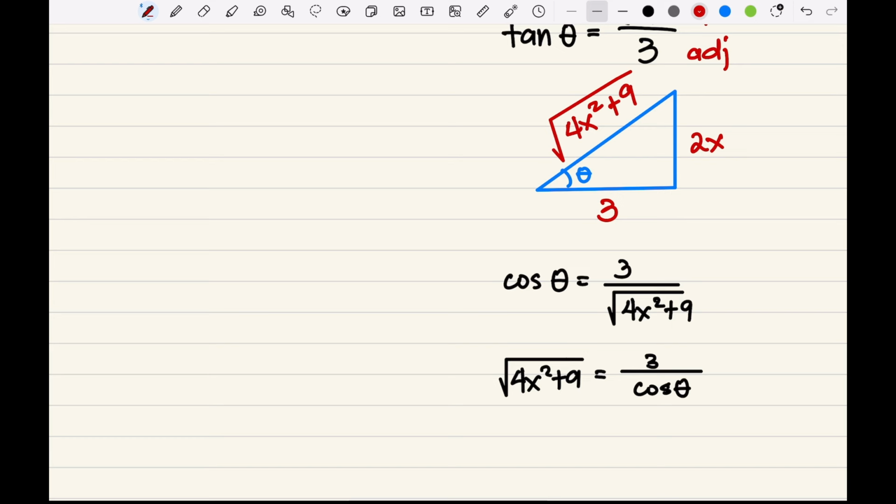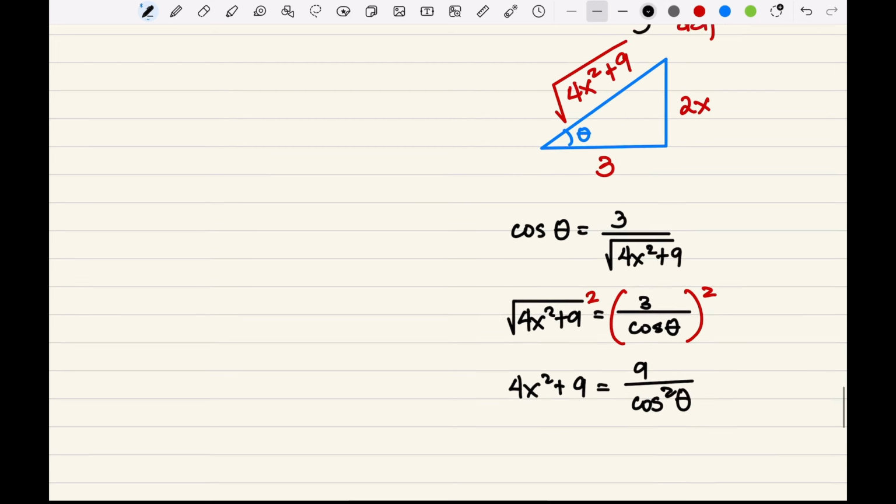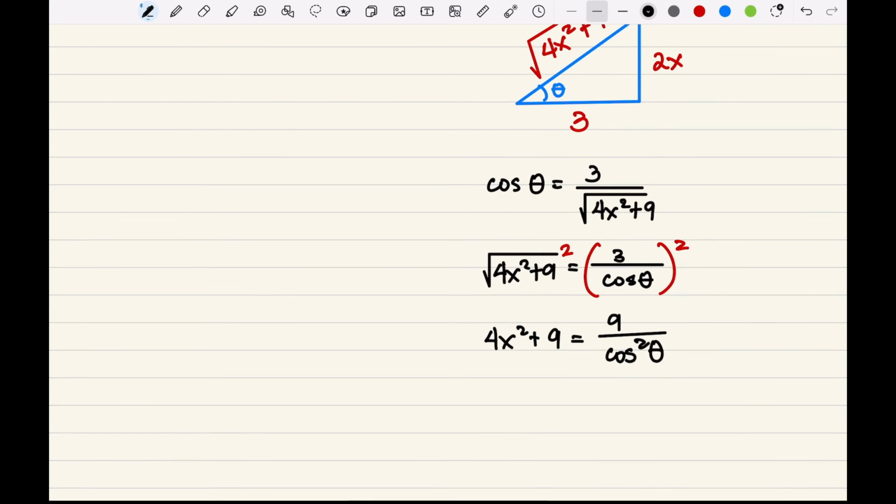And then getting the square of both sides, we square the left side and then we square the right side, so we can have an equation for 4x squared plus 9. So that is equal to 3 squared, which is 9, all over cosine theta squared, which is simply cosine squared theta. And then, simplifying by trigonometric identities, 1 all over cosine theta is equal to secant theta.